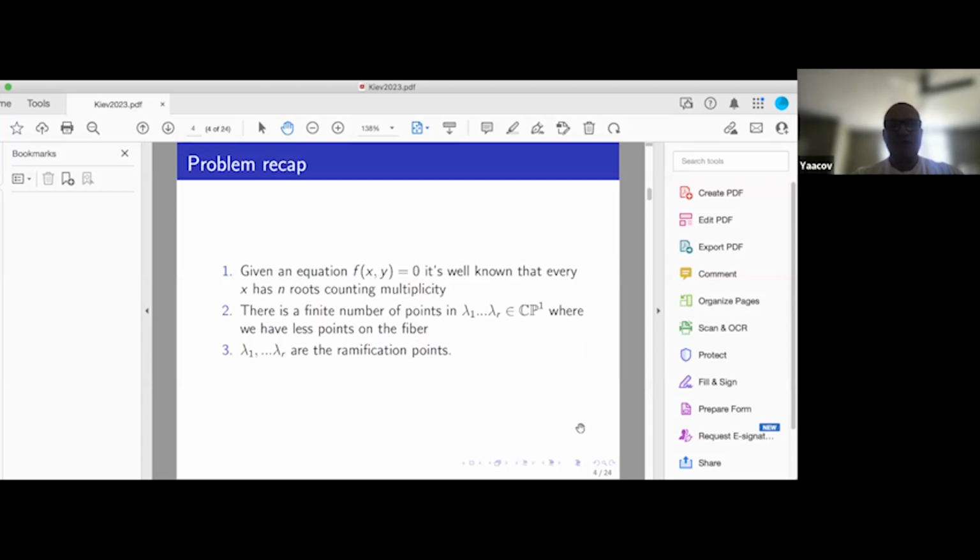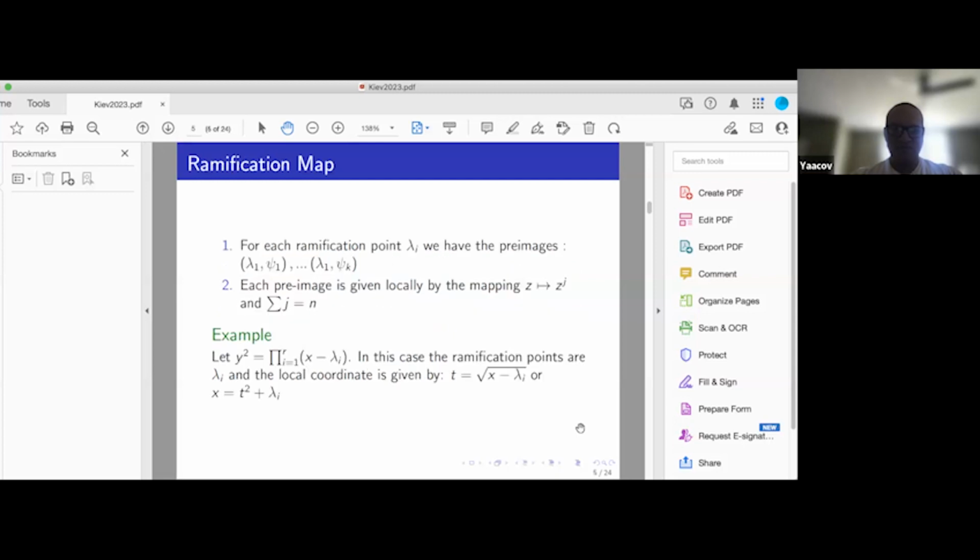Okay. So let's start with an equation with complex numbers, f(x,y) = 0. It is very well known that every x has n roots counting multiplicity. And if f is a rational function or a polynomial, there is a finite number of points, lambda_1 to lambda_r, which belong to CP^1, where we have fewer points on the fiber; we just count the points, right? And lambda_1 to lambda_r are the ramification points.